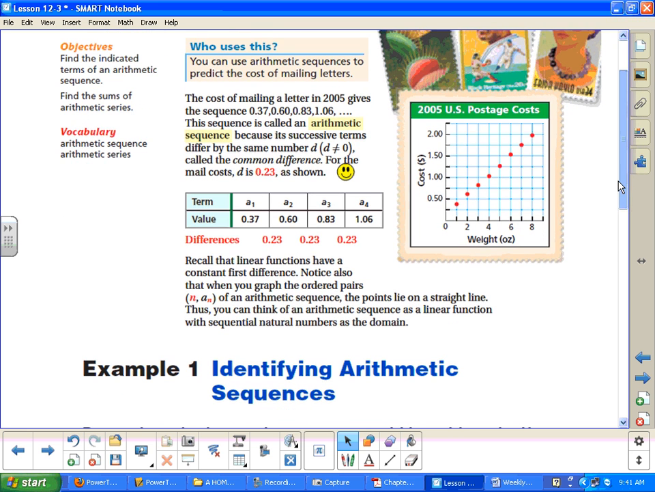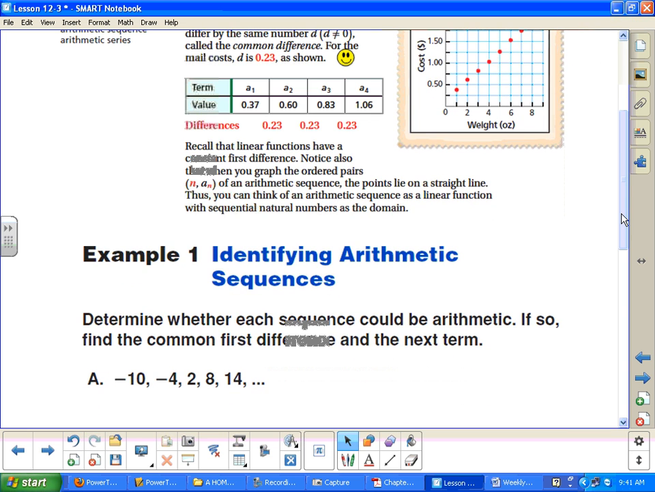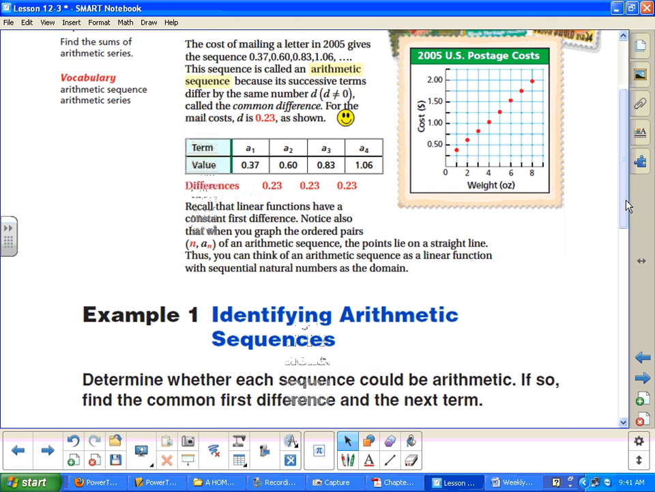So any of them that you've seen that change at a constant value, add 3, subtract 3, okay? Those are actually arithmetic sequences. And so we've already looked at quite a few of them. And like I said, all they do is produce a linear model, just like this one here does, that these are all in a line. Okay? So that will be the case for all of our arithmetic sequences.